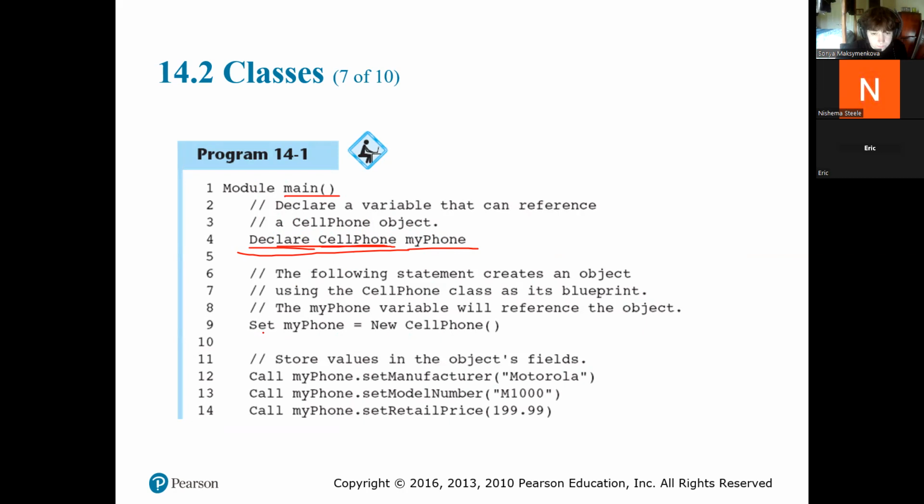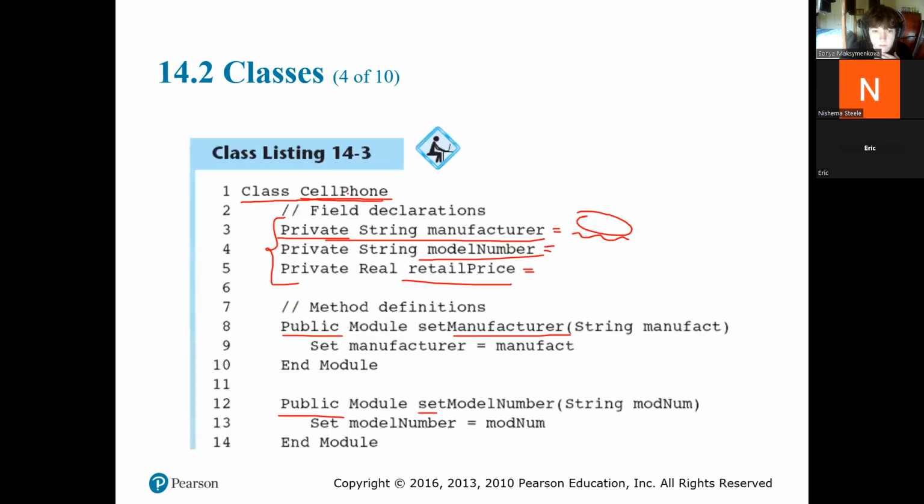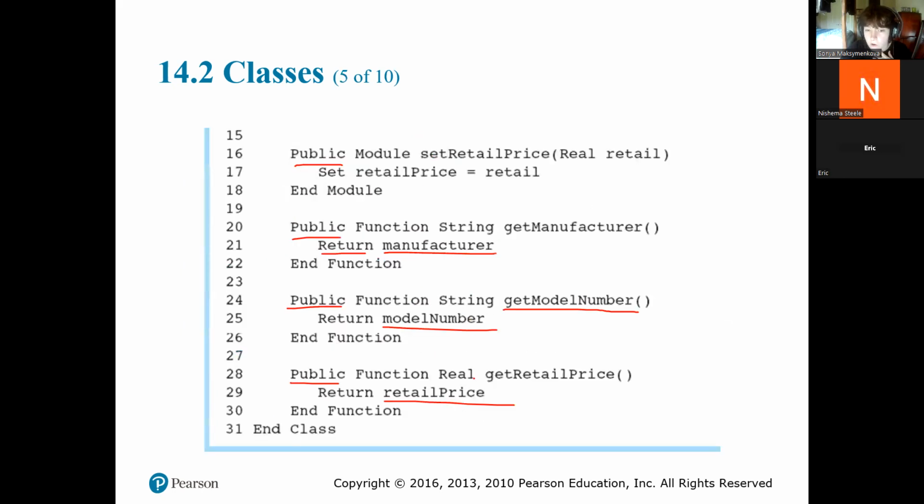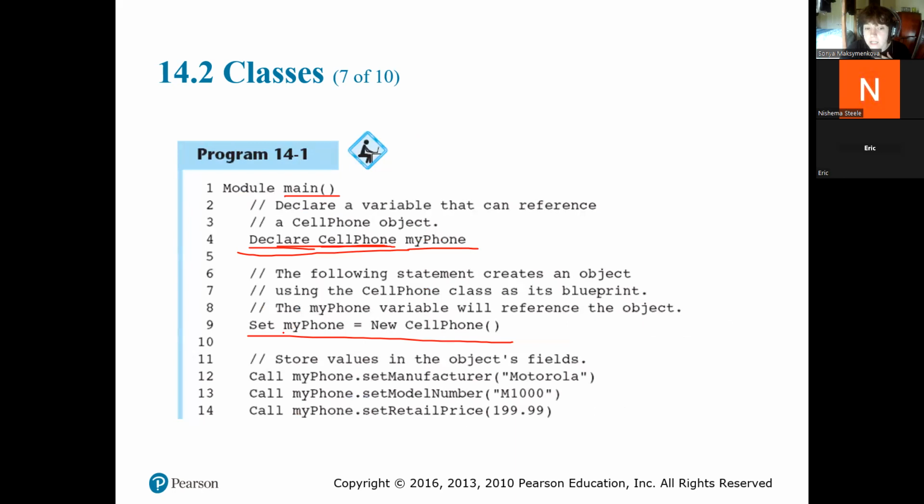Now, this statement would make sure that my phone has all of the methods and all of the variables that your cell phone class provides. So by writing this line of code, my phone equals new cell phone, we're creating an object from the blueprints. As you can see here, manufacturer, model number, retail price, set manufacturer, set model number, all of these are now assigned to my phone. So my phone has access to all of the variables and all of the methods.